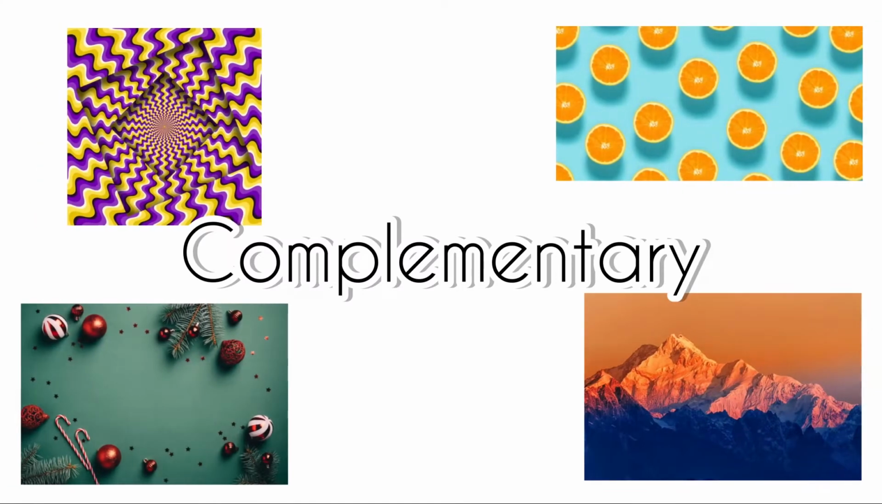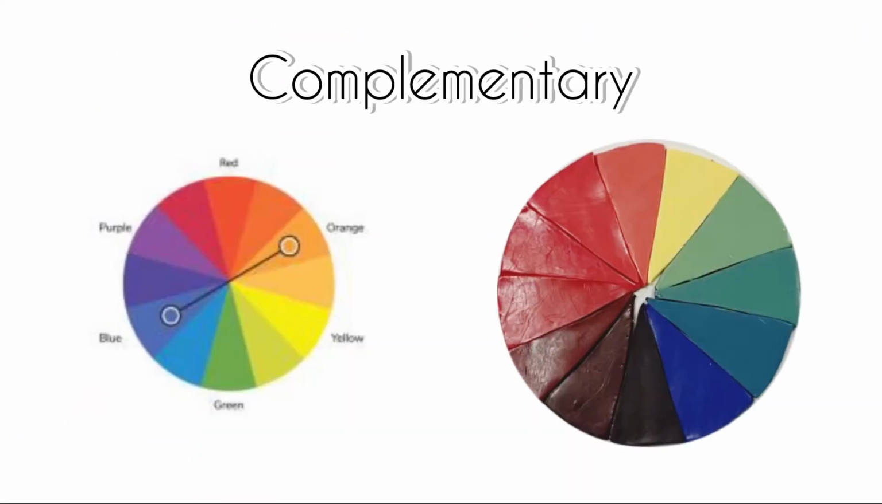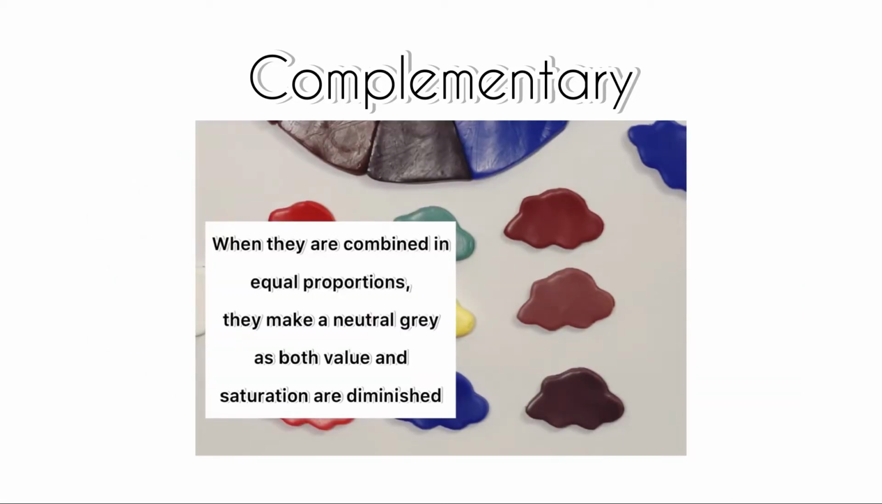Next we have Complementary. Complementary colors are built around 2 hues that sit directly opposite of each other on the color wheel, for example red and green. As we mentioned in the last video on color terms, when you mix complementary colors, they produce a darker and duller color. It is because both value and saturation are diminished through intermixing.